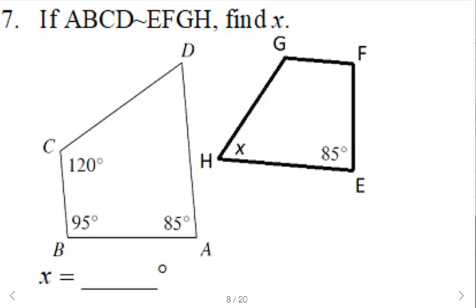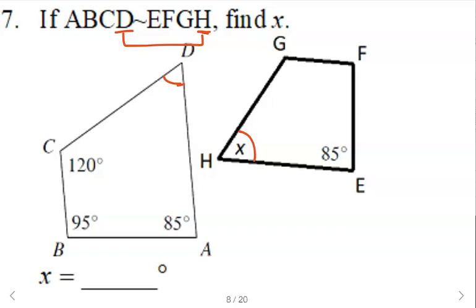All right, I'm looking for H. Angle H is what the X is. H matches up with angle D. I don't have angle D over here, but I know they're congruent because they are similar quadrilaterals. Similar figures will have angles that are proportional. Corresponding angles will be congruent, I should say.